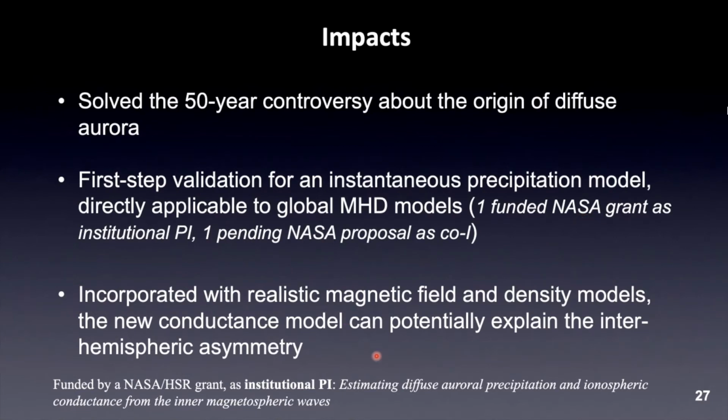And specifically, as for contributions to COSIA, our diffusion codes are well established, and they can easily incorporate realistic magnetic field topology and density distributions along the magnetic field lines, so that the resulting conductance model will naturally include any interhemispheric asymmetry. So this can potentially explain the asymmetries we observe in the magnetosphere. That is not built on any assumption or something else.